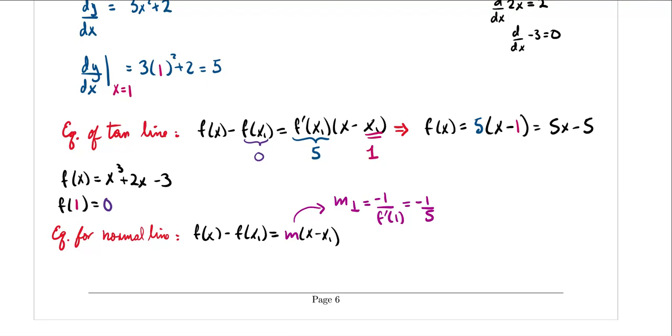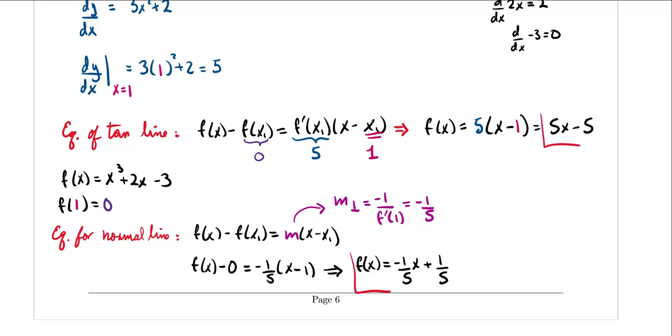So for our formula then, we're going to get f of x minus f of x1, we said it was a 0, is equal to negative 1/5 times x minus 1, which is going to give us then the equation for the normal line: f of x equals negative 1/5 x plus 1/5. And there we go. We got our equation for our normal line and our equation for the tangent line.